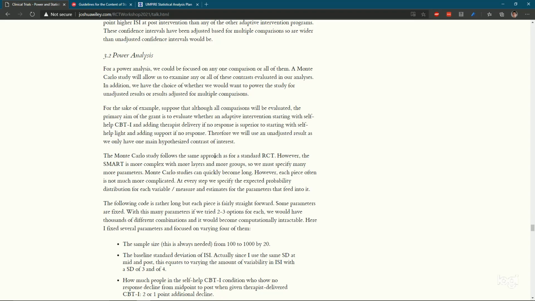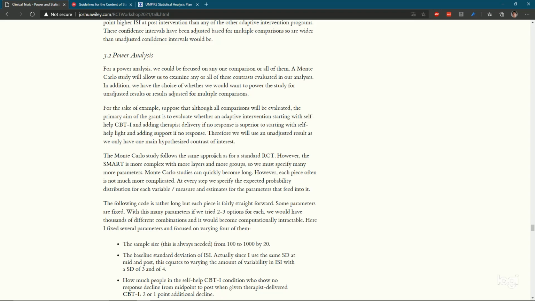The Monte Carlo study follows the same approach as for a standard RCT, but the SMART design is more complex, with a lot more layers and a lot more groups, so we need to specify many more parameters. This will show you Monte Carlo studies can quickly become quite long. That's the downside. An upside of this is each piece is often not much more complex. We might have more variables.